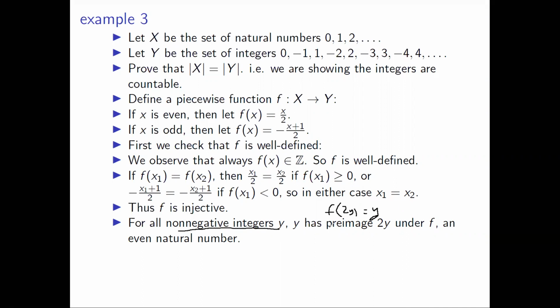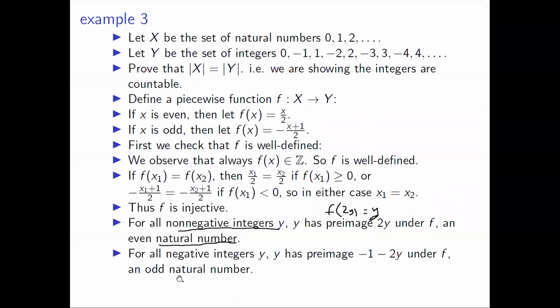And we can see that this preimage is an even natural number. So it's even, but most importantly, it's a natural number. It's an element of big X. Now we need to consider the other possibilities for y. Y can also be negative. So if y is a negative integer, then in that case, the preimage of y is going to be minus 1 minus 2y.